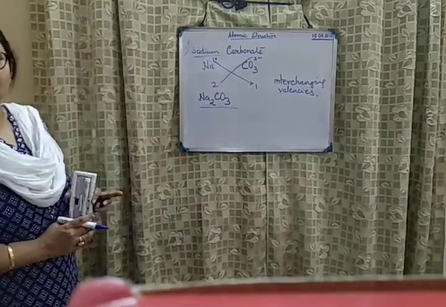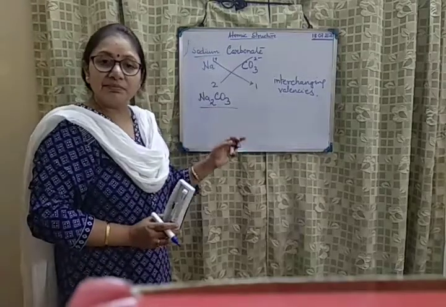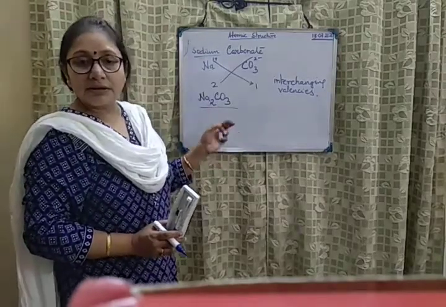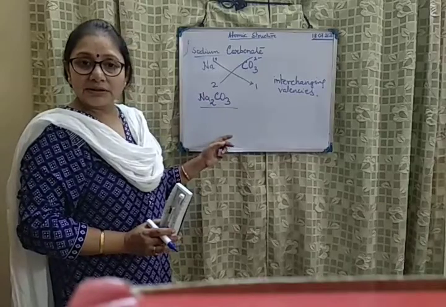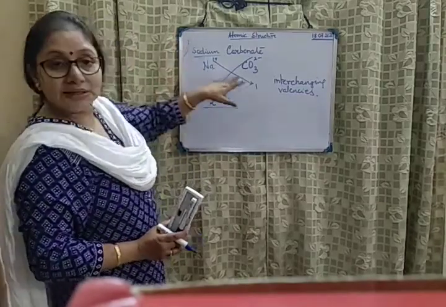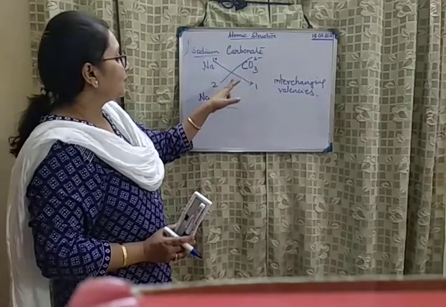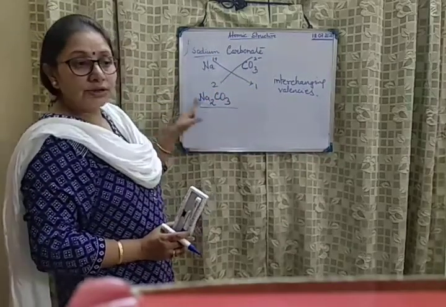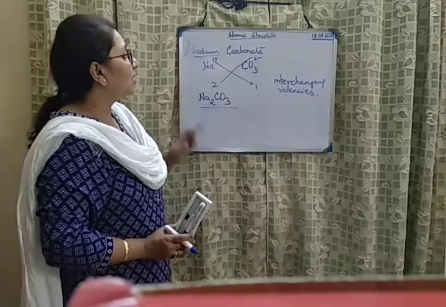Do practice. First of all, learn the symbols of all elements and the valencies of the elements, and then only will you be able to write down the symbols correctly, put the right valencies and interchange the valencies to get the chemical formula of the compound.